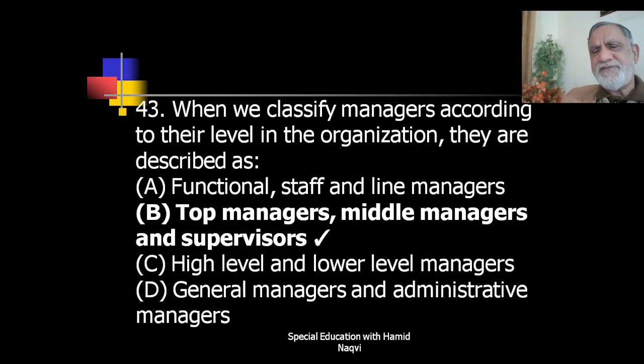When we classify managers according to their level in the organization, they are described as what? Functional, staff or line manager; top manager, middle manager and supervisor; high level and lower level manager; general manager and administrative managers. Correct one is B. This question is again from management section: top managers, middle managers and supervisor.